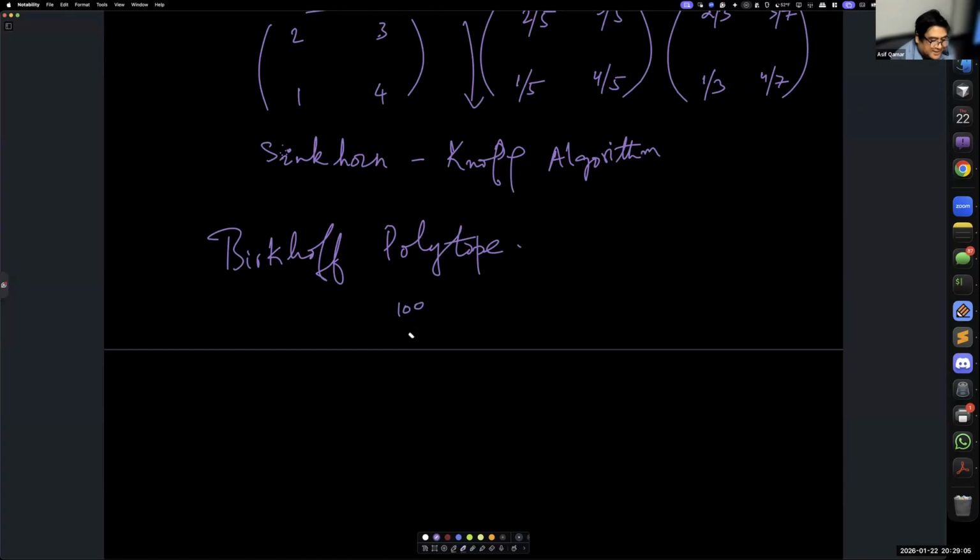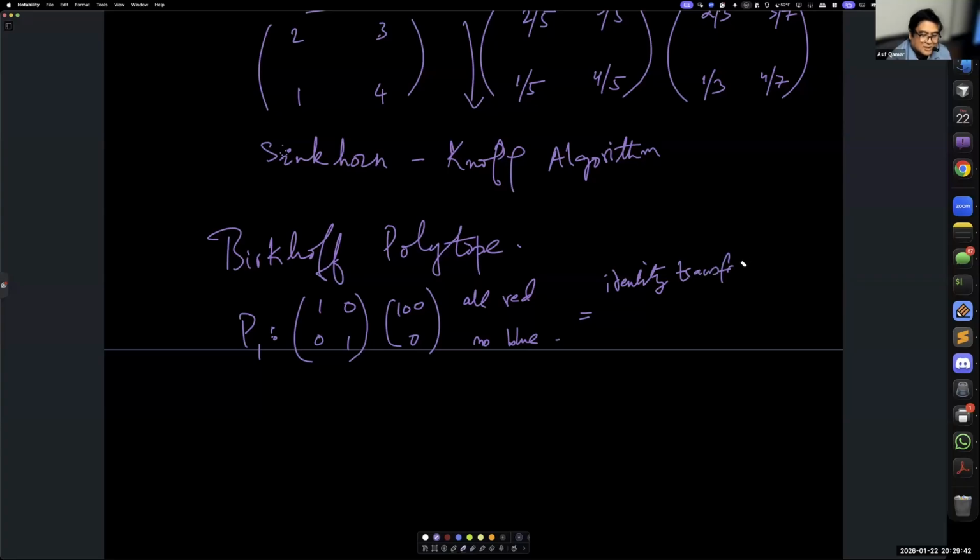If I have a signal that is all red and no blue, all red, no blue. This is a signal vector, right? On a channel. What happens if I multiply it with a thing called P1, which is 1, 0, 0, 1? Nothing will happen. The signal will remain the same signal. Identity transform. So if the matrix was doing P1, it would become the old style residual, isn't it?